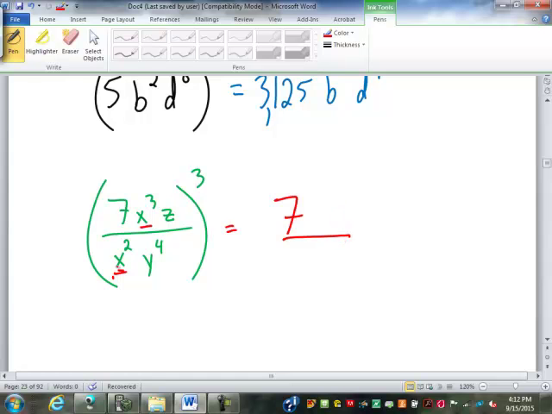X to the 3rd divided by x to the 2nd is just x. And it's positive, so it's going to stay on top. Nothing else changes. Y to the 4th doesn't change. The z doesn't change. Now the power of 3. Do we flip it over? No, why not? It's a positive 3, so we don't have to do a reciprocal. Then what?